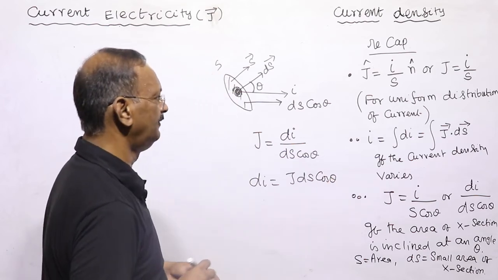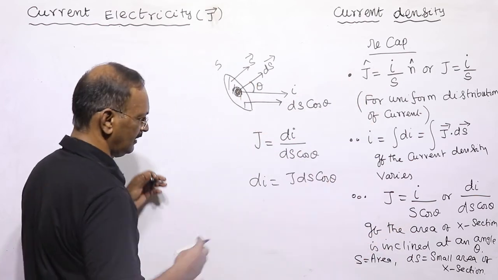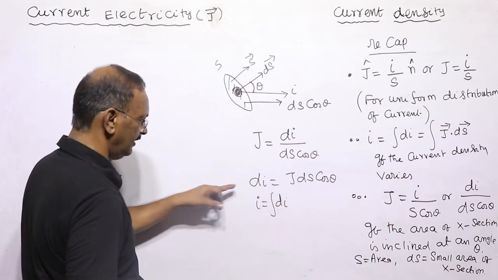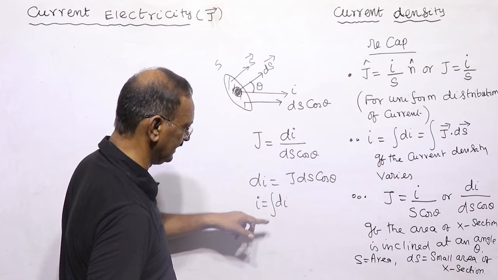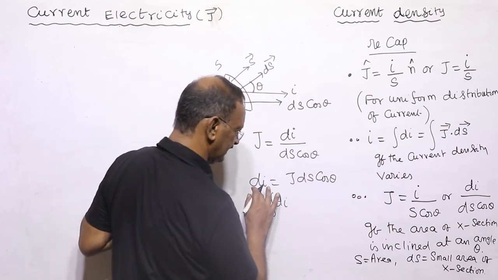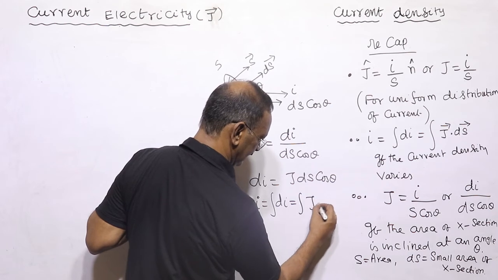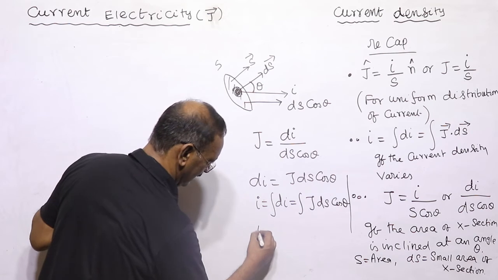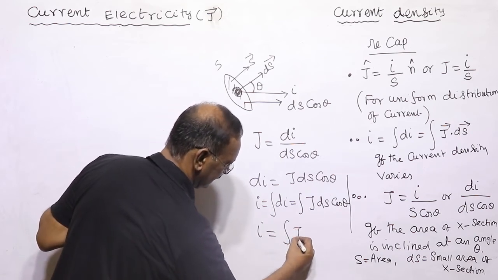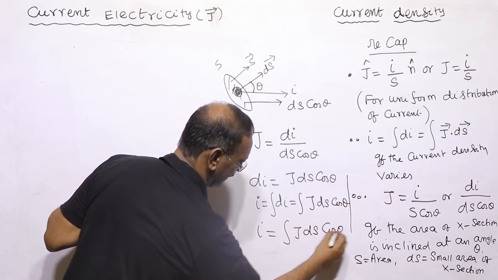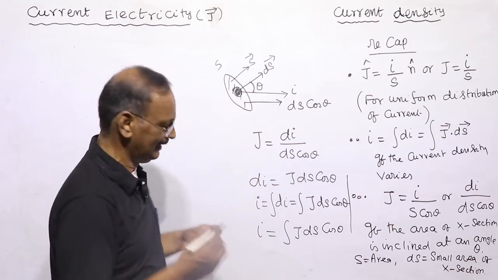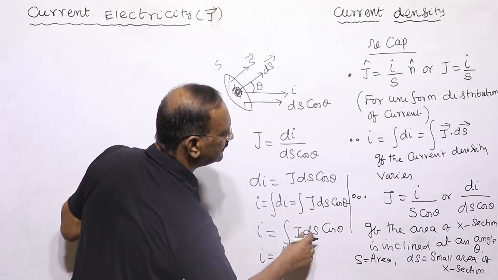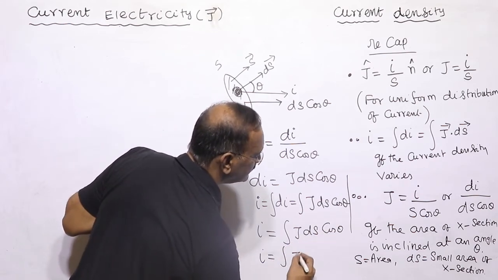We have seen this part already. I is equal to the integral of di. If you integrate this side, the other side also has to be integrated, since integration and differentiation are reverse processes. j into ds into cos theta. Therefore I is equal to the integral of j ds cos theta. What is I? The current flowing through the cross sectional area.